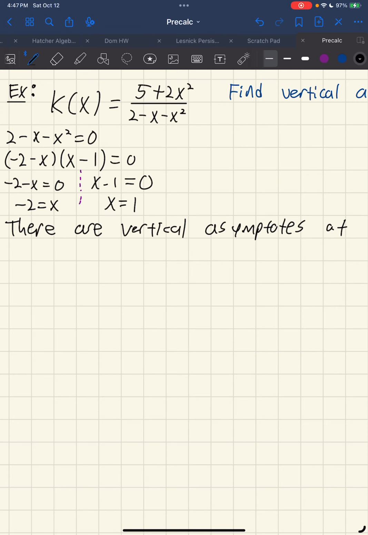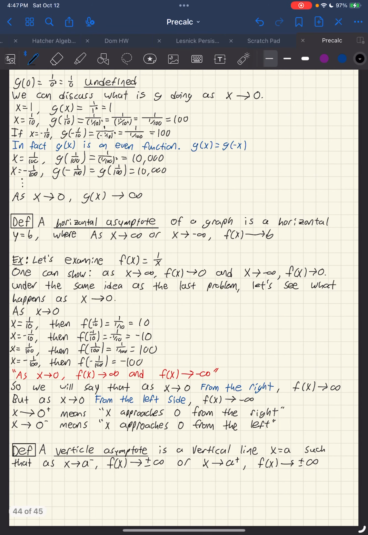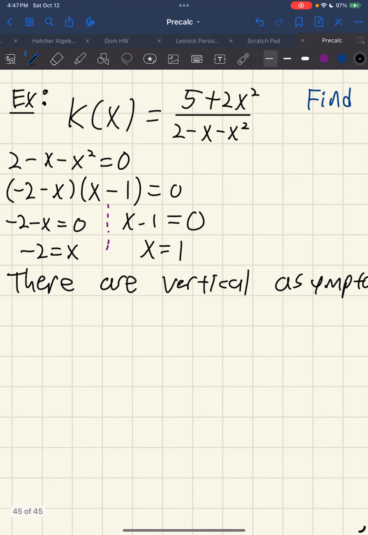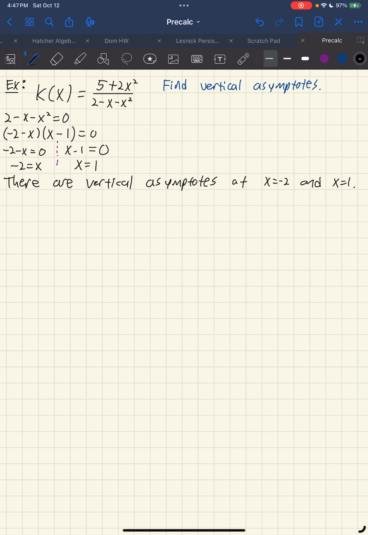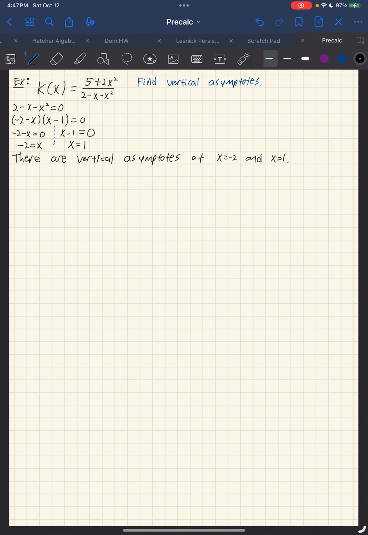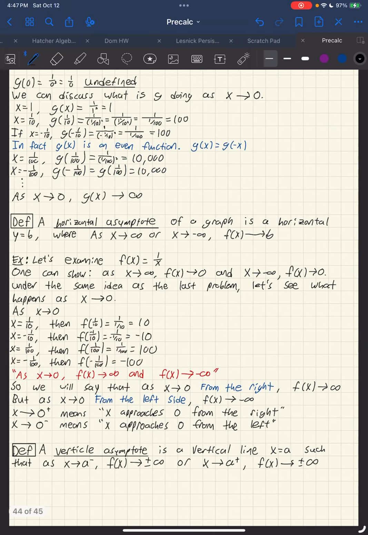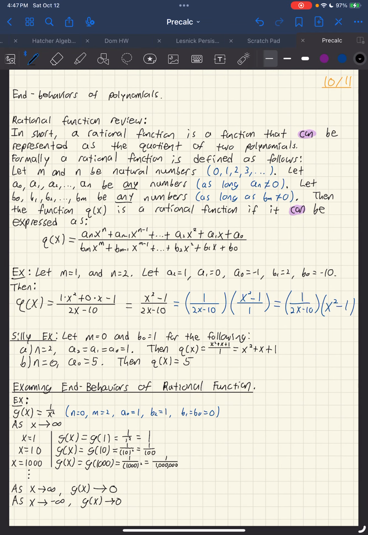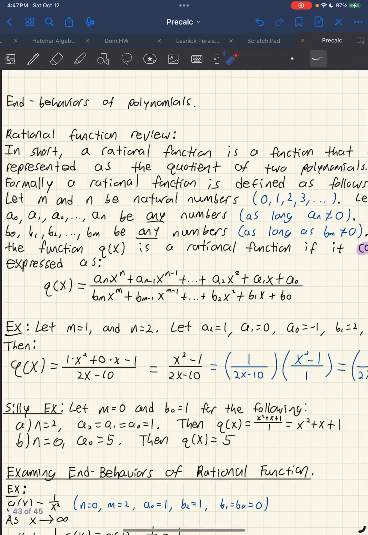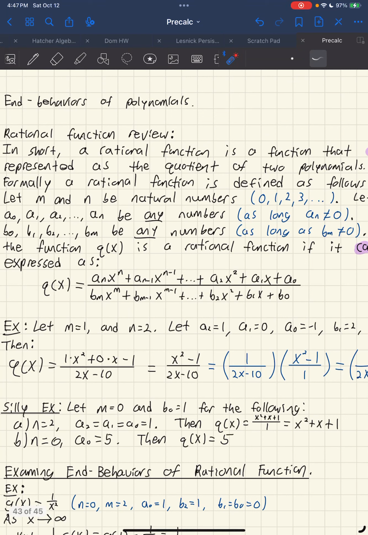Now, so that's how you find vertical asymptotes. I'm only going to do one example because we've already done a million of these before. What happens when the denominator is 0? Again, if you want to go over that, feel free to ask as well. So we're going to move on to horizontal asymptotes. Horizontal asymptotes are relatively difficult, but they're not too bad. They're just weird. And they depend entirely on the degrees of the top polynomial and the bottom polynomial.